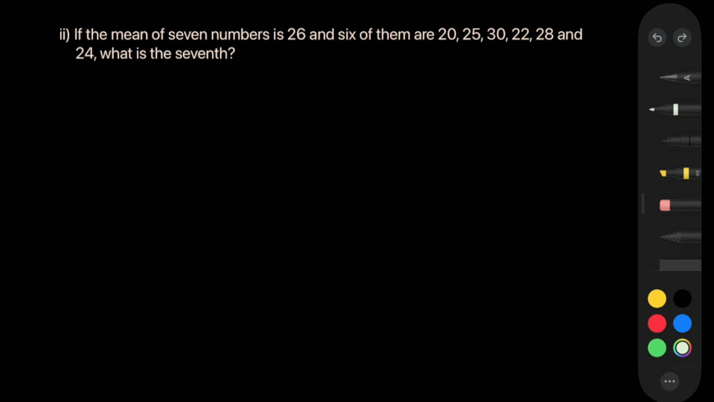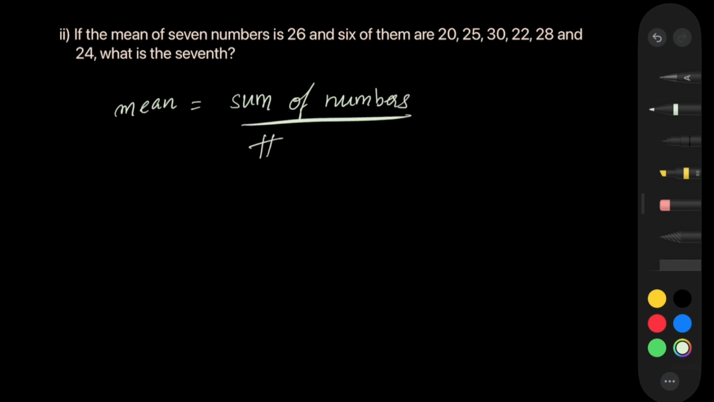The mean of 7 numbers is 26, and 6 of them are 20, 25, 30, 22, 28, and 24. What is the 7th? So first of all, the mean is the sum of the numbers in the set divided by the number of numbers. So here that is equal to 26.